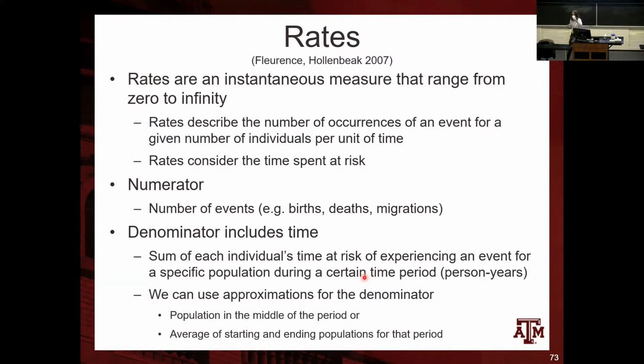That's person years. It's difficult to have data to measure person years, so usually demographers make an approximation. What is the approximation? They can get the population in the middle of the period, usually around July, to say that's the average population that's at risk of experiencing the event that I measured in the numerator. What's my assumption there? I'm talking about mortality.